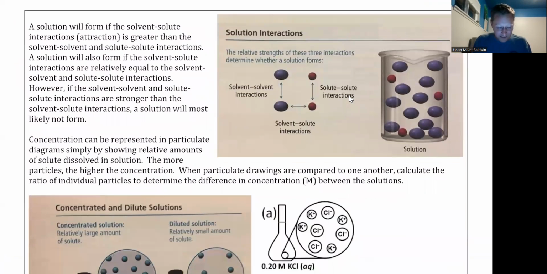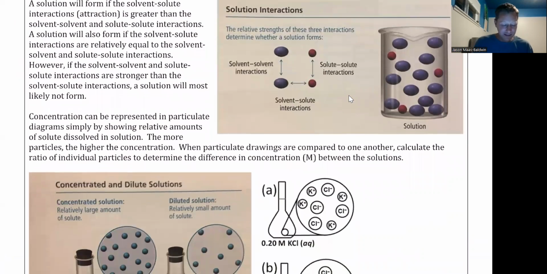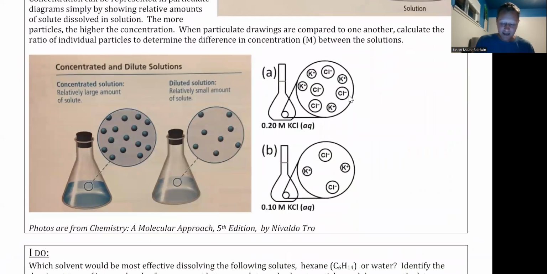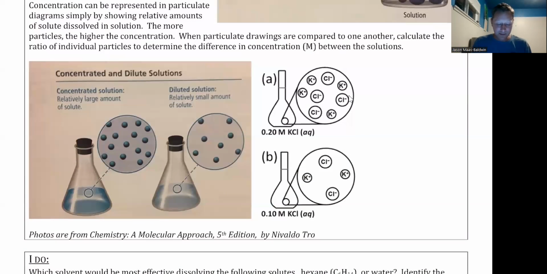So the last thing I just wanted to mention right here, and again, make sure you pause and read these paragraphs, make sure that they're making sense, is the particle diagrams. First of all, make sure that the numbers in these particle diagrams match up. So if you get a solution of KCl, that's a 1-to-1 ratio. So make sure that the amount of potassium ions is equivalent to the amount of chloride ions.